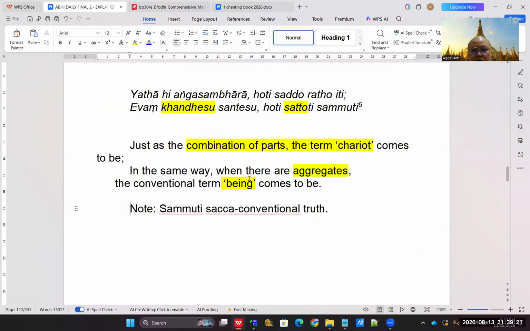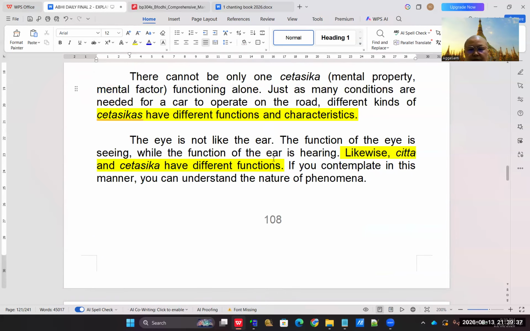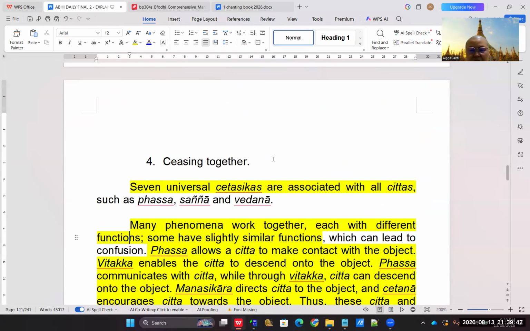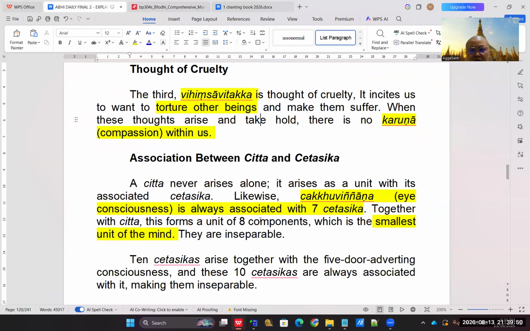Today we also learn about non-self according to the sutta. When you put things together, like the chariot put together with all the different parts, the term 'chariot' comes to be. When the aggregates are put together, the beings come to be. And the cetasikas have different functions. The main thing is that they arise together, cease together, have the same object, and depend on the same base, right?